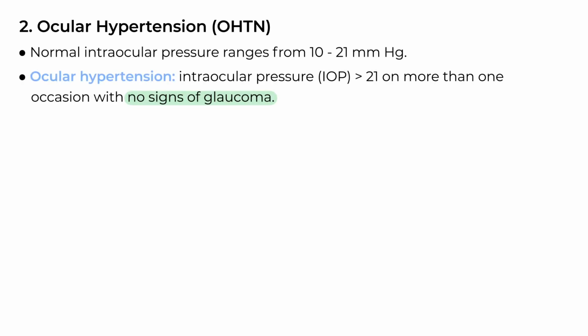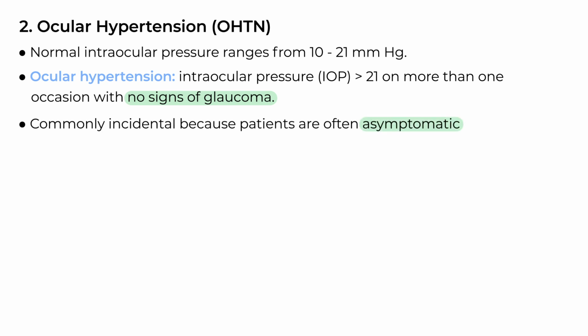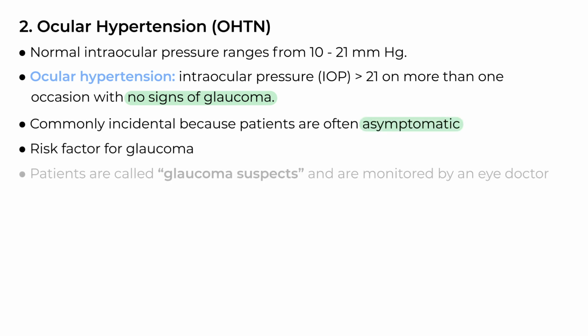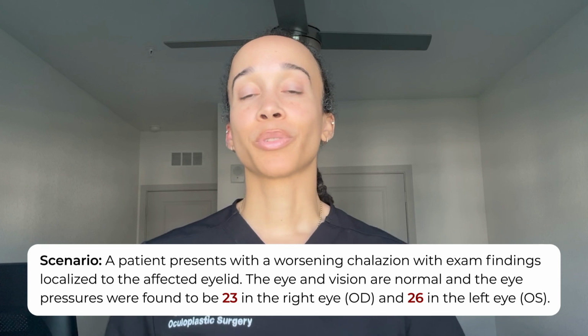An eye pressure that's greater than 21 on more than one occasion with no signs of glaucoma is ocular hypertension. It's often incidental because patients are commonly asymptomatic. It is a risk factor for glaucoma, and patients with ocular hypertension are called glaucoma suspects and are monitored by an eye doctor. So how could this present to the ED?